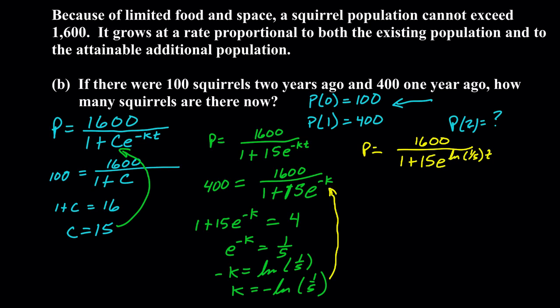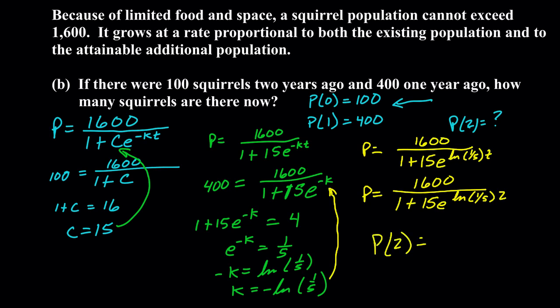And the question was, what's the population now? So that's P of 2, or in other words, we simply put 2 in for t. I'm not going to go through the arithmetic and solving all this, but this ends up being P of 2 is equal to 1,000. So that is the population of the squirrels currently given the information that we have.